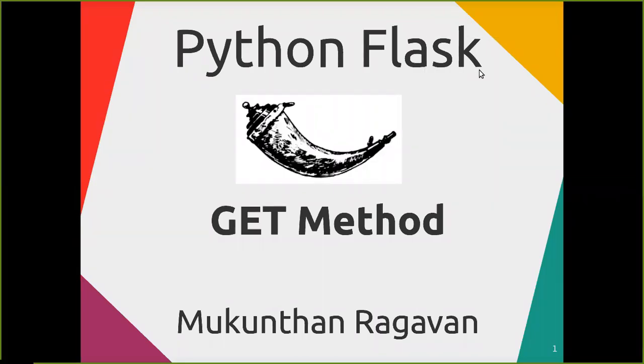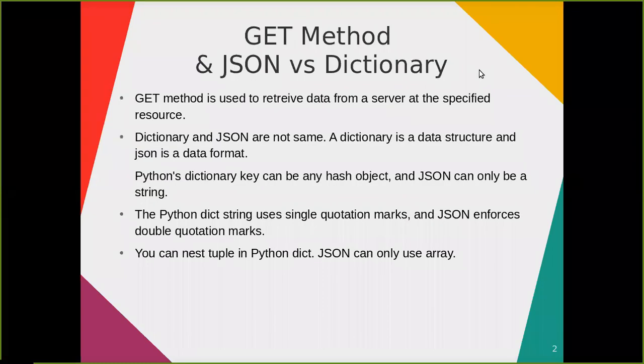Today we are going to see the Python Flask series: the GET method. The GET method is used to retrieve data from a server at the specified resource. Generally it is the request from the client. And one more thing we need to notice is that dictionary and JSON are not the same.